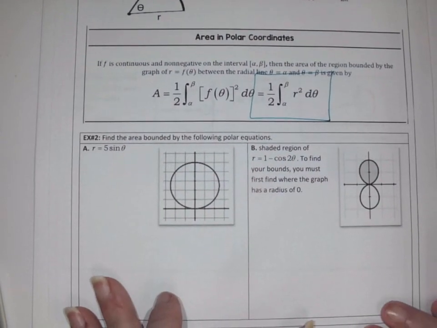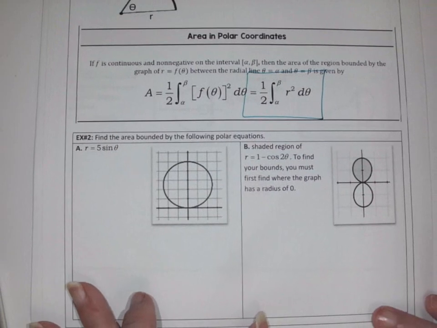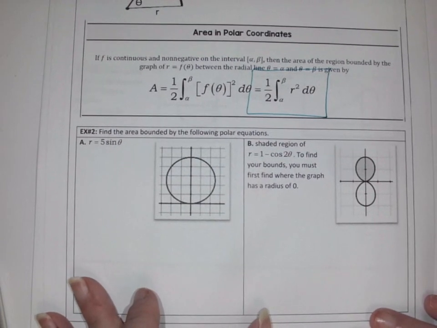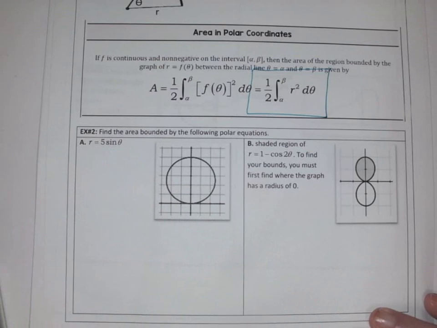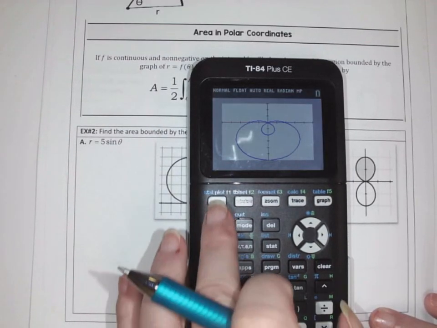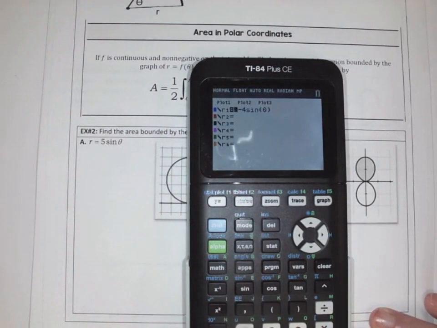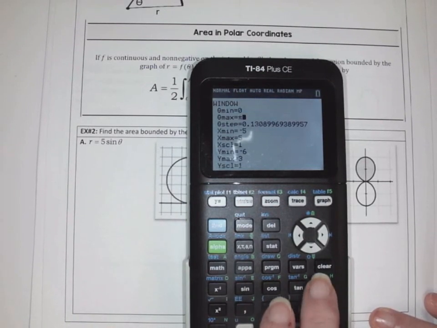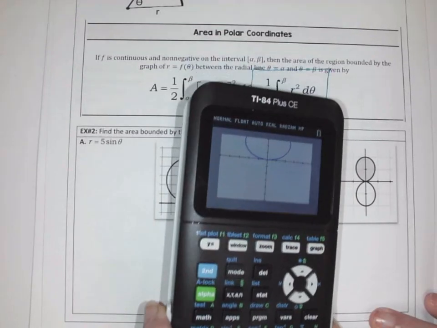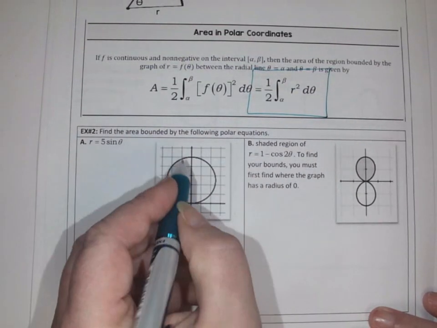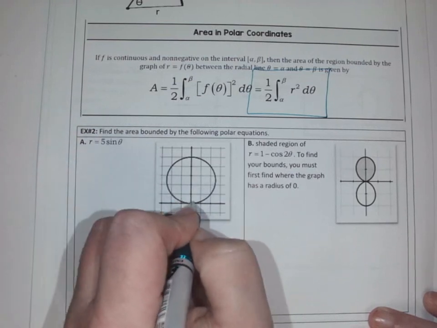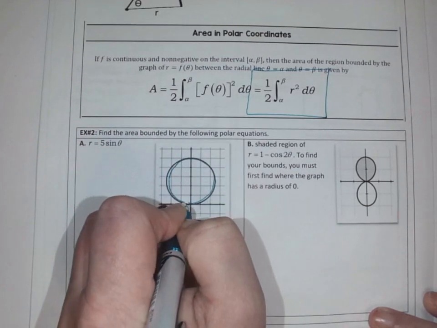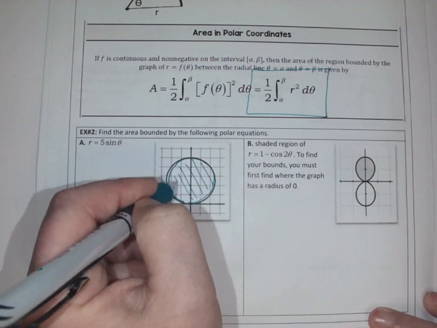So it says find the area bounded by the following polar equations. So we have r is equal to 5 sine theta. So here is my 5 sine theta. Now this one is just a little bit tricky, because we already have a graph of it, but if we do 5 sine theta, if we go from 0 to pi, well, that's the whole circle. So this one only takes pi to mark out the whole circle. Okay, so we want to find this area right here.